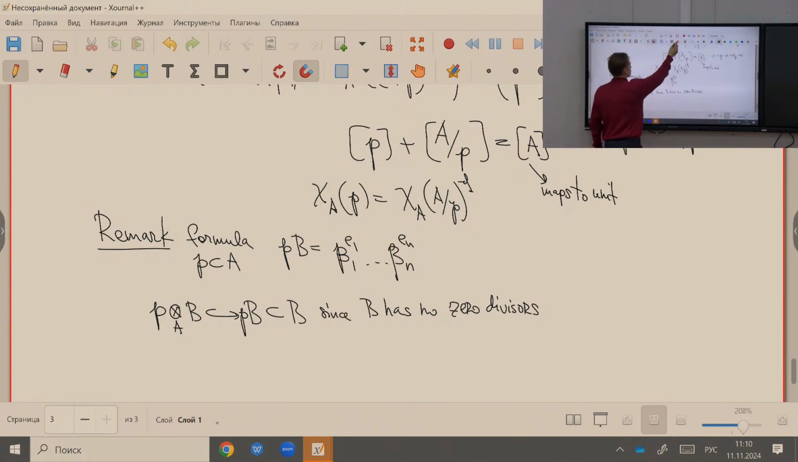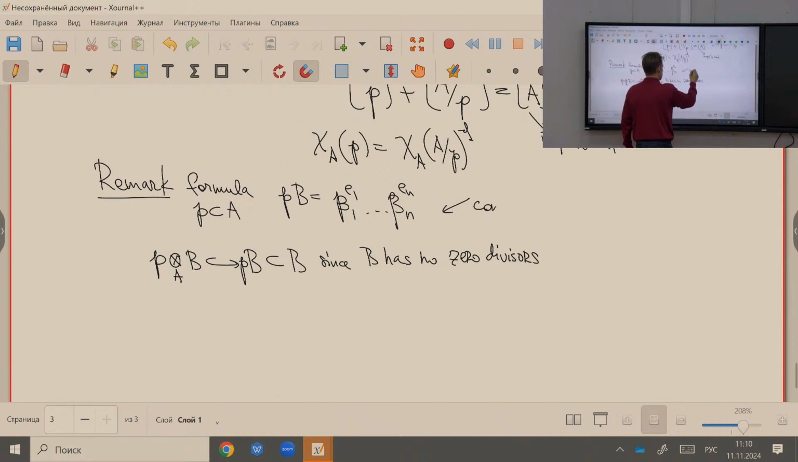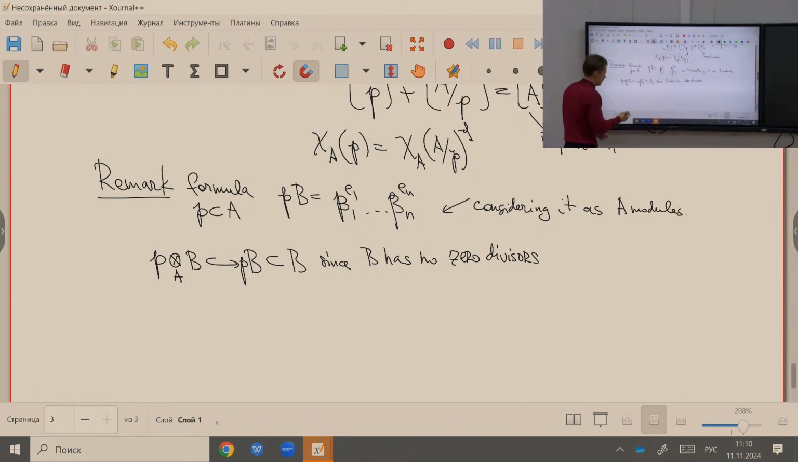So the formula can be viewed as induction and restriction. So this formula, thinking of considering it as A modules, you can think of this as considering induction. Yes, so taking tensor product and then restriction of E and restriction.